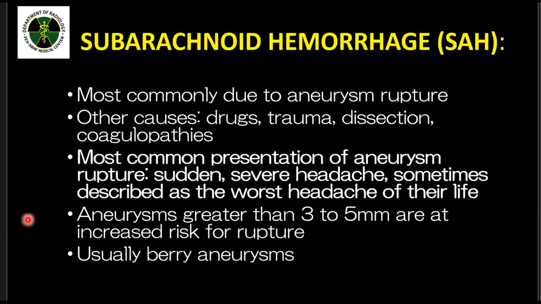For subarachnoid hemorrhage, it is most commonly due to aneurysm rupture, and other causes include drugs, trauma, dissection, and coagulopathy. The most common presentation of aneurysm is sudden, severe headache, sometimes described as the worst headache of their life. Aneurysms greater than 3 to 5 millimeters are at increased risk of rupture.